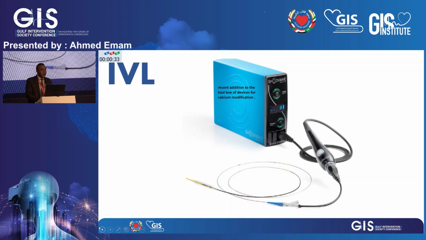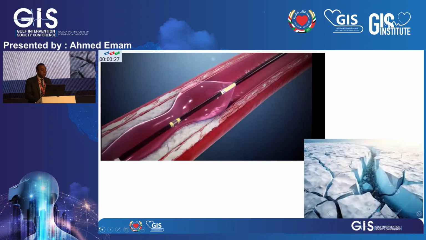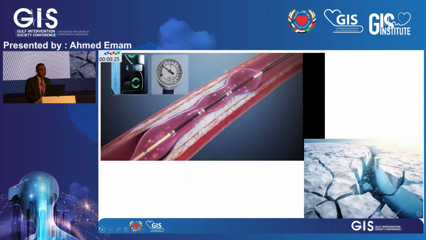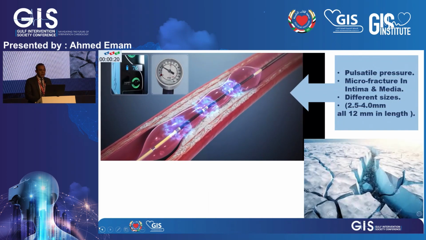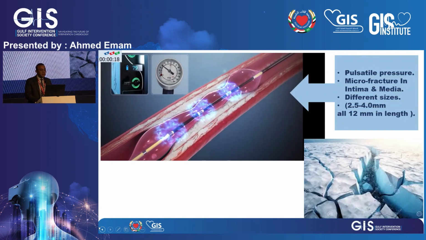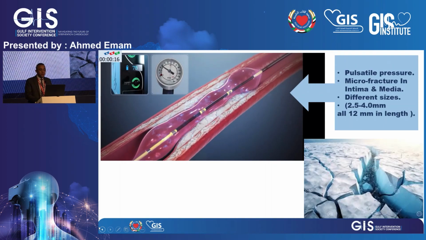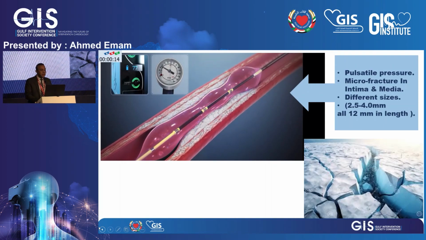This is the new player in the game, which is the IVL. We all know it has two emitters which give pulsatile pressures. It causes microfracture in the intima and media. It comes in different sizes from 2 to 4 millimeters, all 12 millimeters in length.